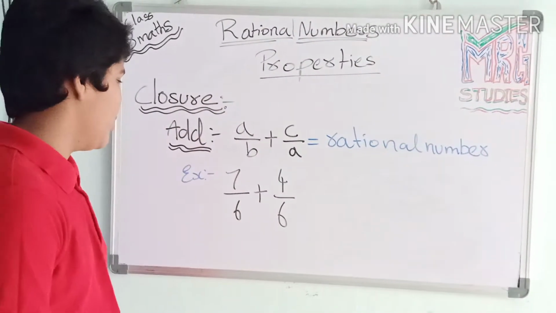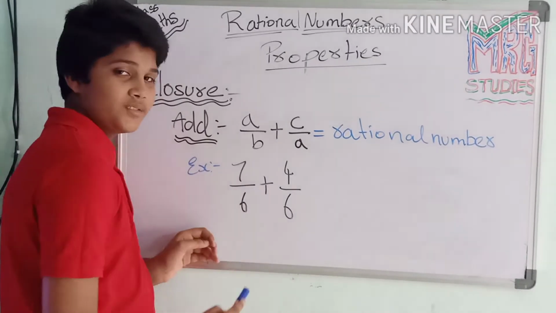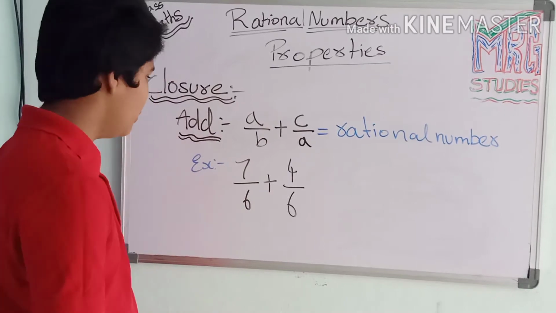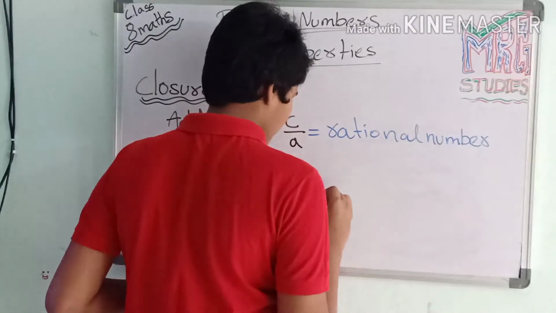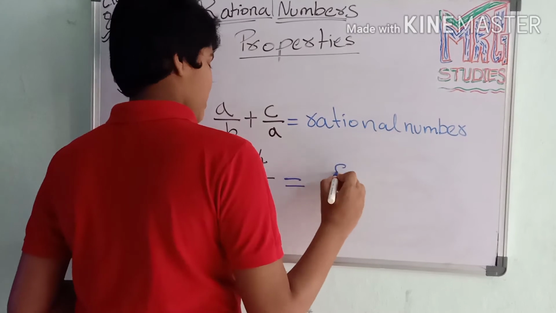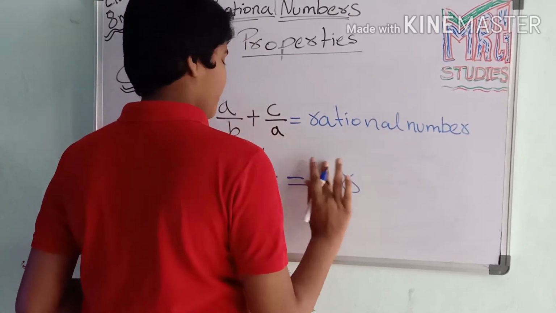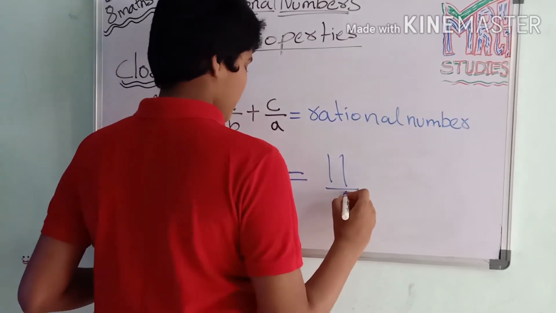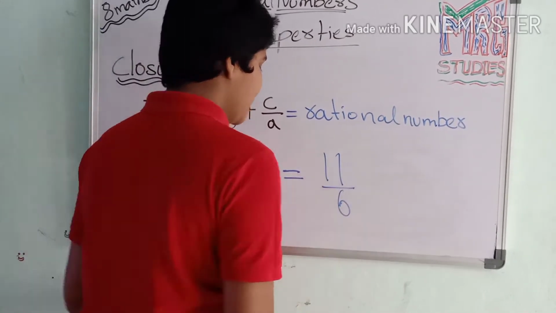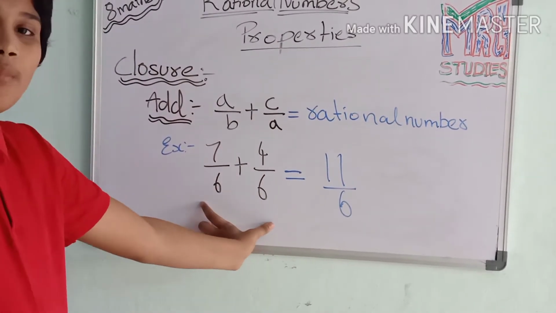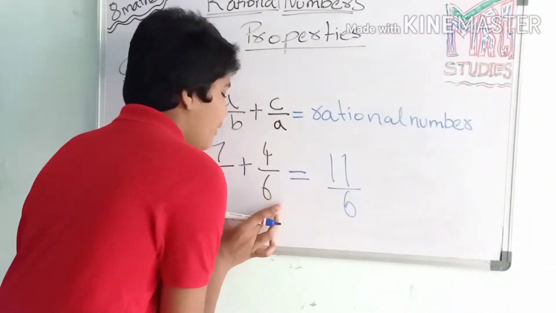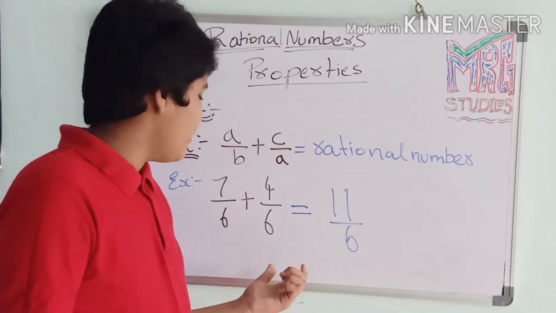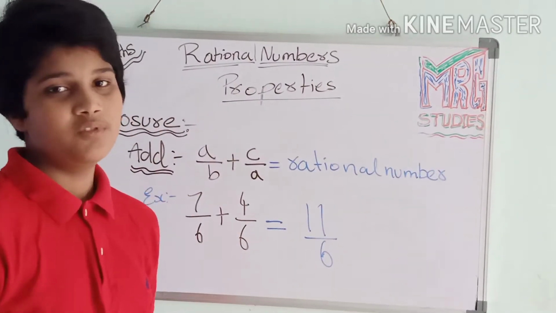See here, for example, 7 by 6 plus 4 by 6. So the answer will be 11 by 6. So this is the rational number of this sum. We should keep the denominator the same in this closure property. You should not forget this one. Or we can choose not to keep it the same. That's our wish. Good. Okay.